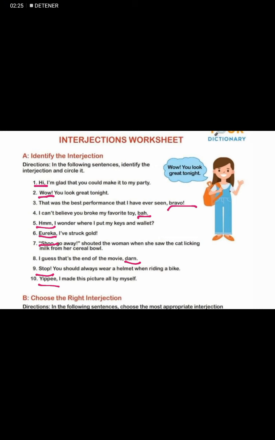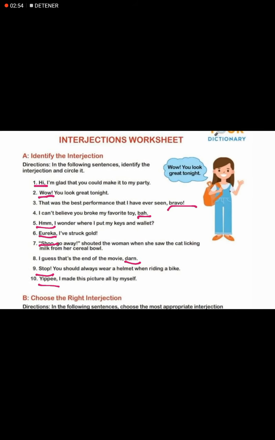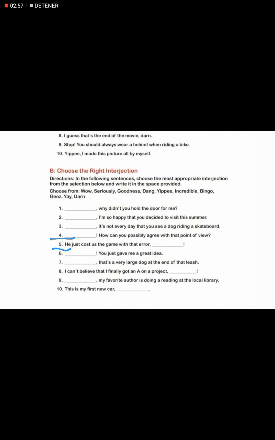And then number two says, wow, you look great tonight. It's like, wow, I'm surprised. Te ves demasiado bien, me sorprendiste. Number three is, that was the best performance that I have ever seen. Bravo, it's like bravo, excelente, muy bien hecho. So this is the way we select the interjections, the words that represent feelings. Well, you can stop the video and just check the rest of the sentences.